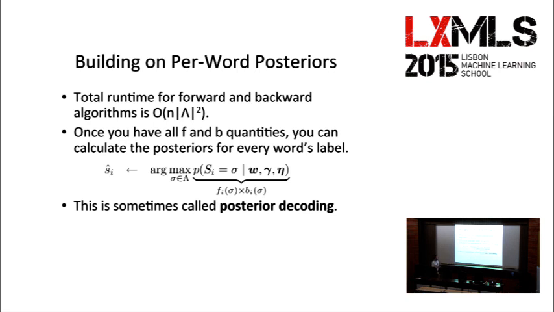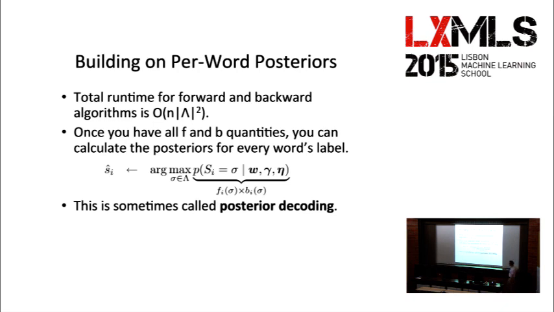The total runtime for all of that, if we want to get that for every word, is we run the forward algorithm and we run the backward algorithm. It's going to be n times the square of the number of states, right? Same runtime. Asymptotically, it's still linear in the number of words. Once we have all of those quantities, we can calculate the posteriors for every word's labels, just as we did 2 slides ago. And then one way to go is just choose the most likely state for each of the words, given those posteriors.